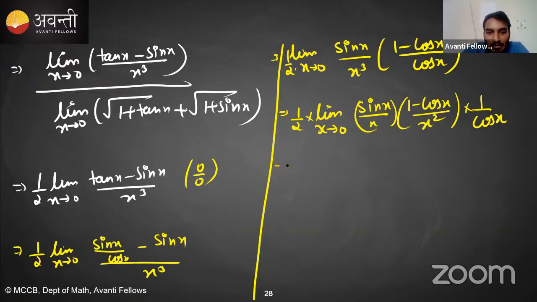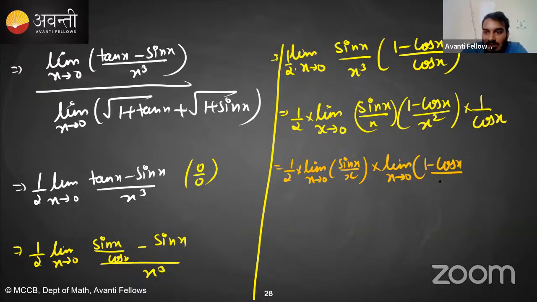So this can be written as 1 by 2 into limit x tending towards 0 sin x upon x into limit x tending towards 0 1 minus cos x upon x square into 1 upon cos x. The limit of 1 upon cos x we can directly find, because this is not an indeterminate form, right? Clear? So this can be written as 1 into, what is the limit of x tending towards 0 sin x upon x?